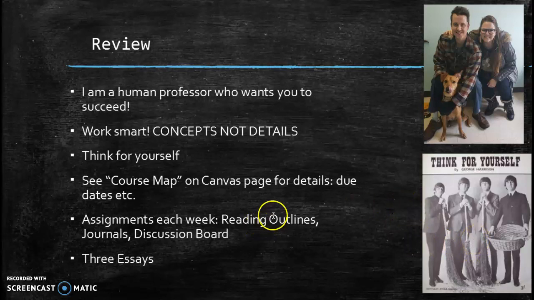So interesting. Anyway, remember that you can always refer on Canvas to our course map for all sorts of details, including due dates. Make sure you understand that every week we have these assignments due, and then we have the 3 essays also due in the class, which are worth a fair amount of points. So that's something you want to make sure you get in.